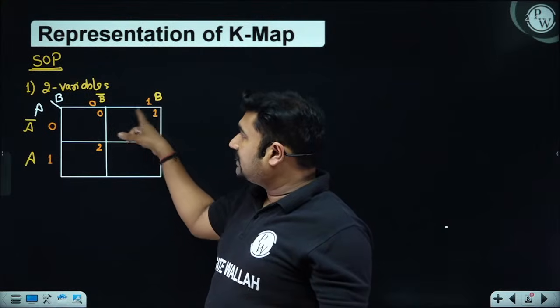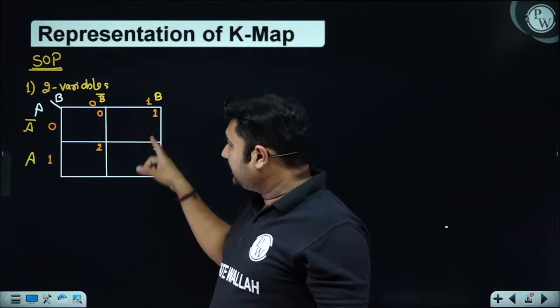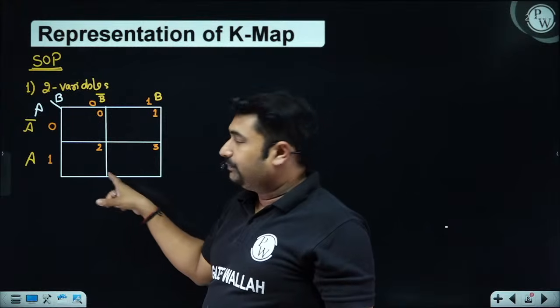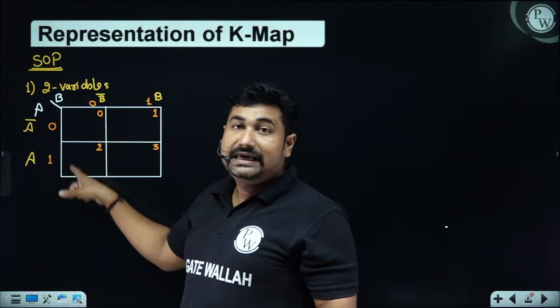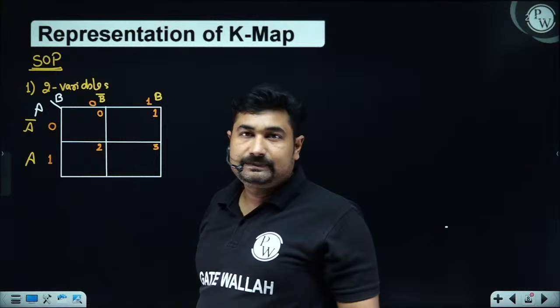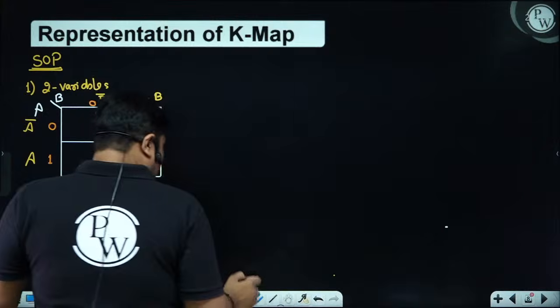In the same way, this block is representing A bar B. This block is representing AB. This block is representing minterm A B bar. Is it okay? Yes, sir. Now we have two variables.